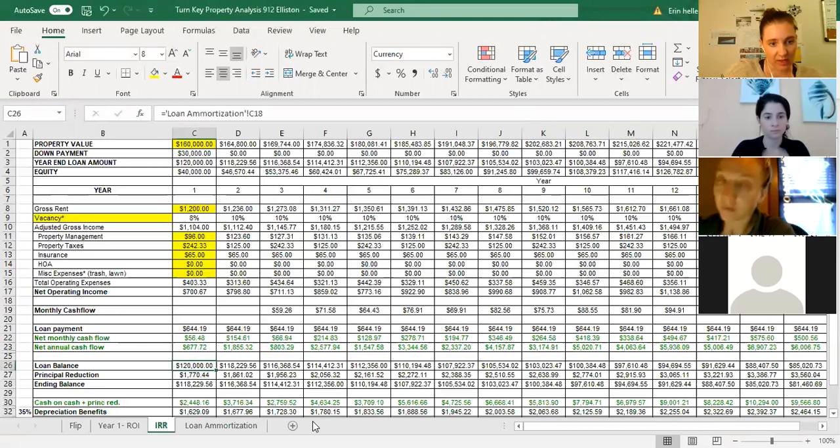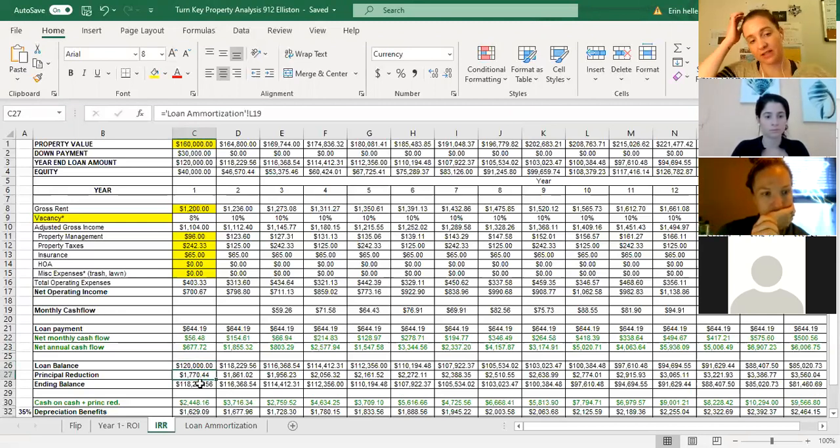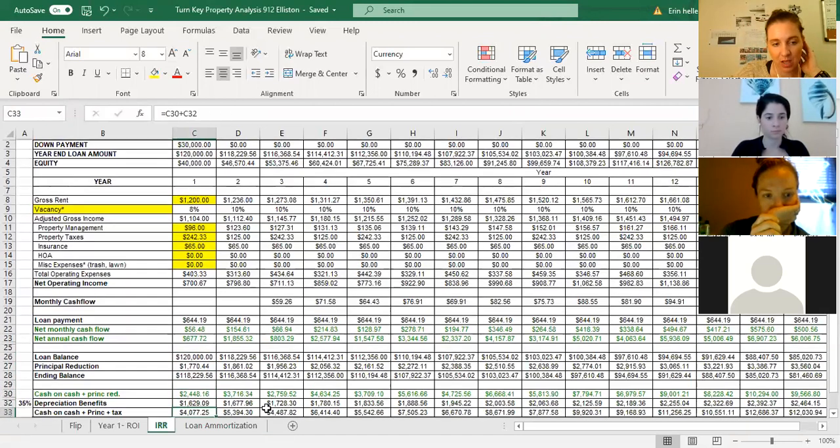Okay, so again, our loan balance is $120,000. Over the course of this year, we're going to be paying down $1,770 in principal. So our ending balance at the end of the year is going to be $118,000. So once you take that cash on cash, that $677, and you add to that the principal reduction, you're looking at increasing the equity in the home by $2,448.